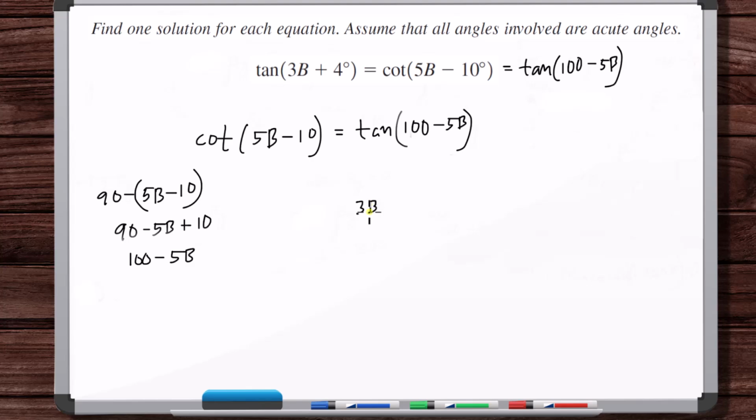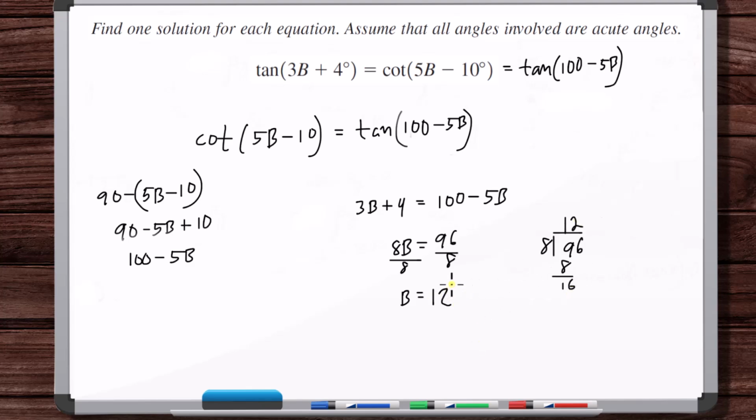So 3b plus 4. All right, so 8b is equal to 96. So b is equal to 12, and this would be in degrees because 5 is just like a number. So 5 times this needs to be in degrees, and you can subtract degrees from degrees and get an argument. So these answers would be in degrees.